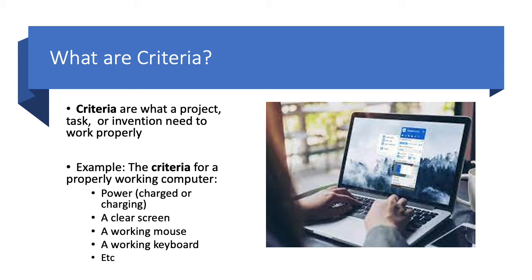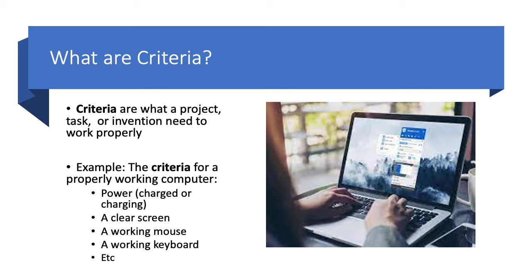What is criteria? We have criteria for many things in life. The criteria for getting the laundry done, for example, is to have the clothes clean, dry, folded, and put away. The criteria for a properly working computer is it has to turn on, it's charged or is charging, the screen is clear and easy to read, I have to be able to type, use its applications, and many other things.